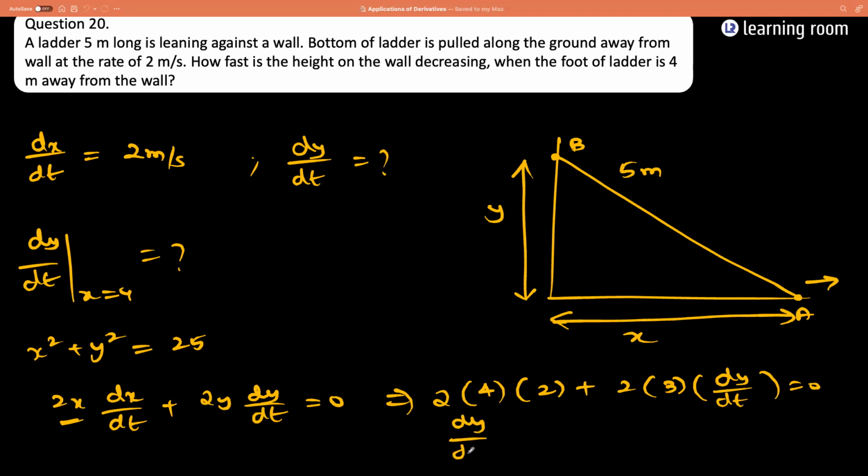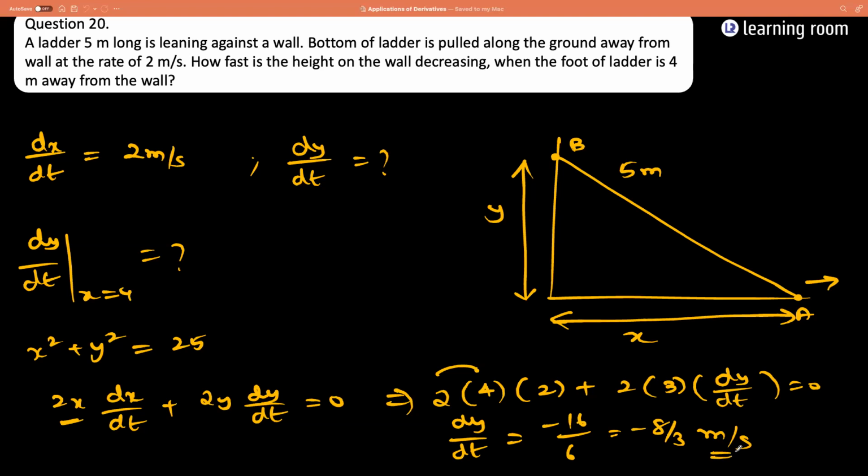So dy by dt will be equal to minus 16 by 6. How much did you say? Minus 8 by 3. Correct. Minus 8 by 3 centimeter only, no, meter per second, sorry. Ladder cannot be in centimeter. So meter per second.